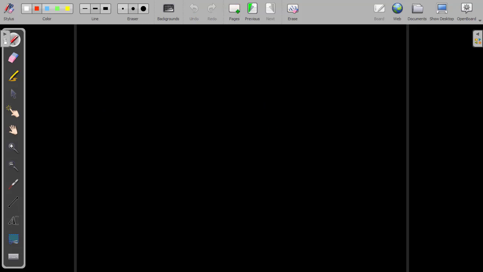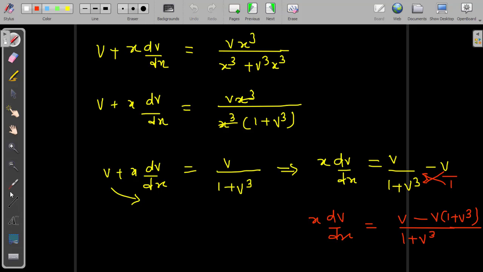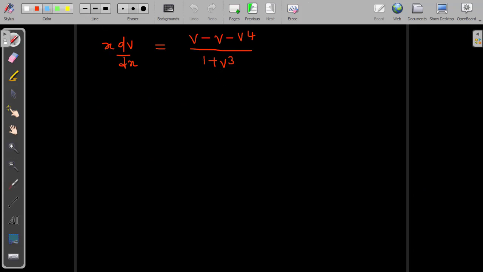So the left side is x times dv by dx, and the right side is v minus v to the power of 4 over 1 plus v to the power 3. The reason is, v times 1 is v, and v times v to the power 3 is v to the power 4, but with a negative sign, because minus times plus is minus. Now these two cancel out. So I am left with x times dv by dx equals minus v to the power of 4 over 1 plus v to the power of 3.